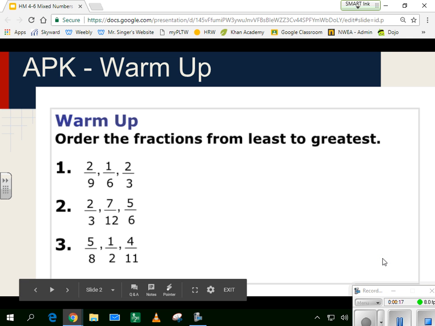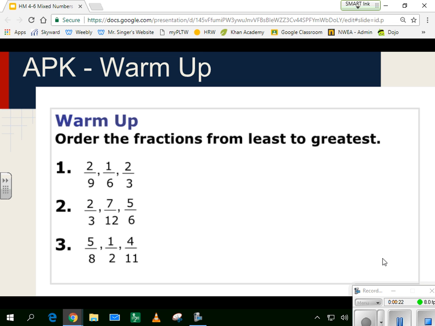All right, here's your warm-up, a little challenge for you, something we're going to get a little more into next lesson. I want you to see if you can order these fractions from least to greatest. So the smallest value to the greatest value. Good luck.